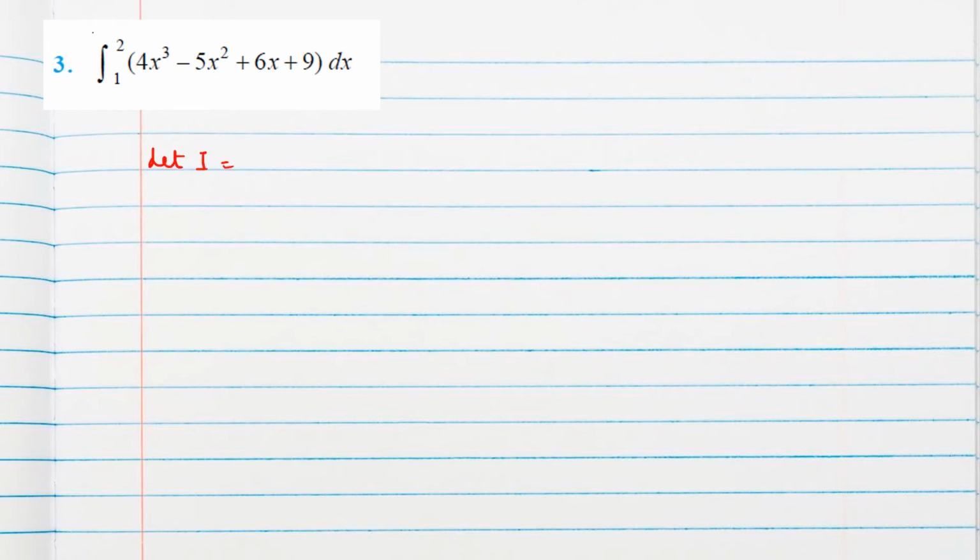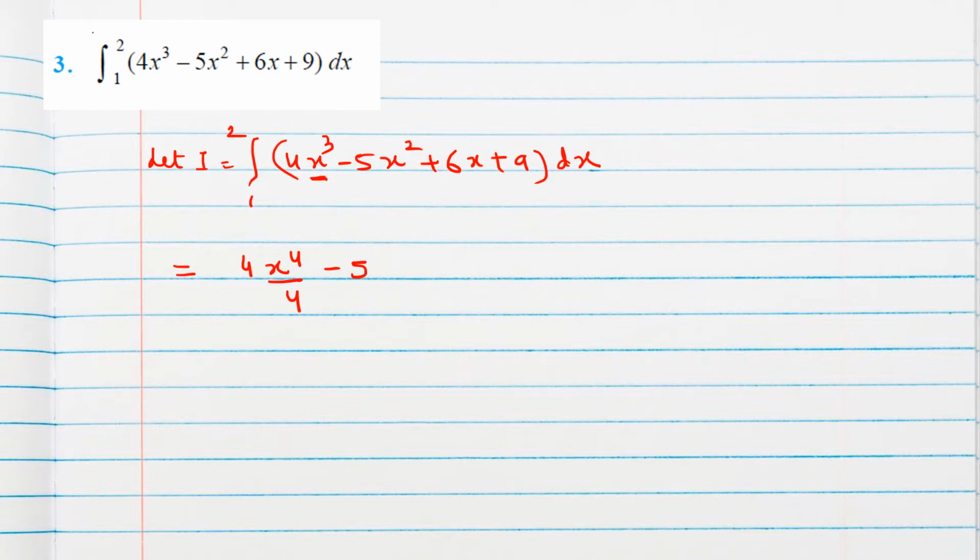Let I be the given integral. Now this is one basic polynomial, okay? So we can separate the integral and find it separately, or if you want to write it simultaneously, that also we can do. Integral of 4x cube will be 4 times x power 4 by 4. Then taking the -5 coefficient the same, integral of x square will be x cube by 3. 6 coefficient the same, x square by 2. Then 9, integral of 1 means x. This is between the limits 1 to 2.